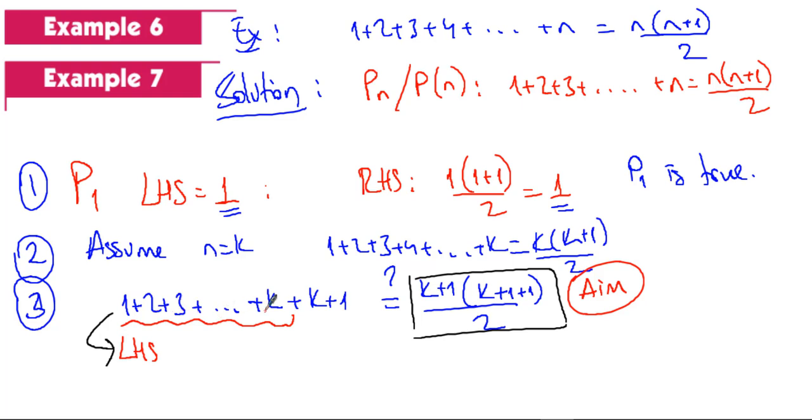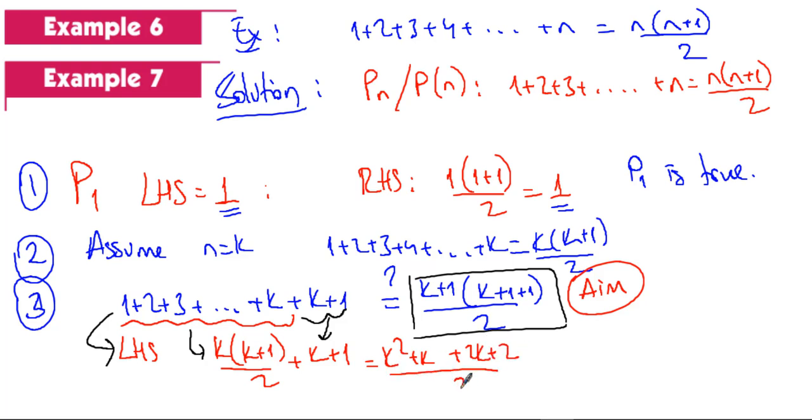Instead of 1 plus 2 plus 3 plus ... plus k, I can write k times (k plus 1) divided by 2, plus k plus 1. So pay attention here. This one is this form, and this one is from our assumption. Okay, I do assume it. Now, what's it equal to? Let me simplify. Let me give a common denominator. So if I open the brackets, k squared plus k plus 2k plus 2, divided by 2.